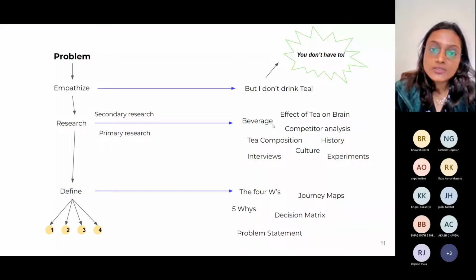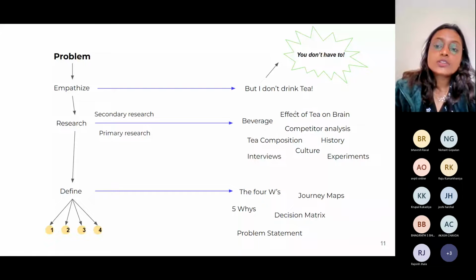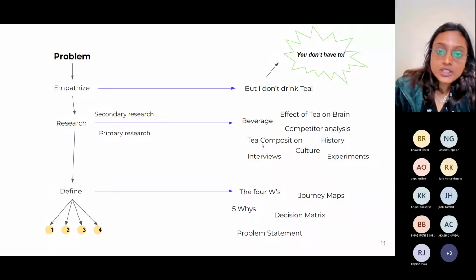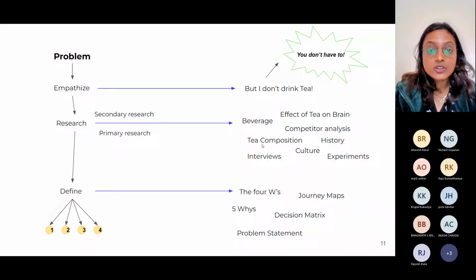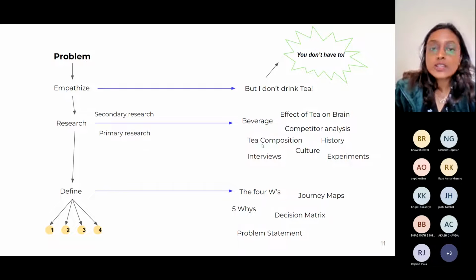So what other hot beverages are there? How do they affect the brain? What is the competitive analysis of it? What is the composition of tea? What goes into it? The history of tea, the culture behind tea. All of that you can find in secondary research.